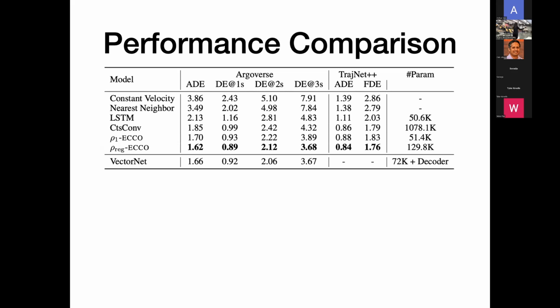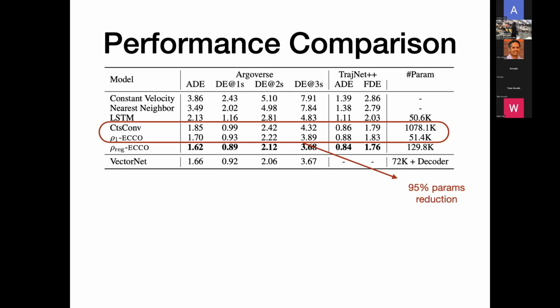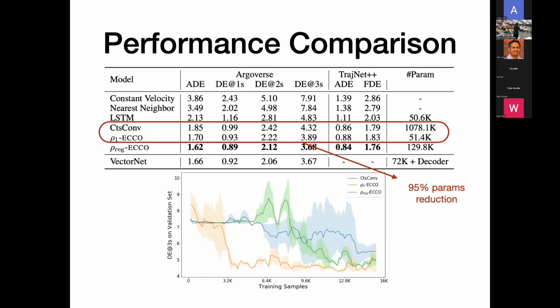But most importantly, I want to highlight that this model actually has a 95% parameter reduction. Compared with the regular convolution, we use a much smaller number of parameters. This is important because when we deploy this model into an embedded system, we have limited memory and limited battery, so we want the model to be as small as possible. It shows that using symmetry and inductive bias, we can inject domain knowledge into the model, so the model will use fewer parameters. And more importantly, it can also use fewer examples.